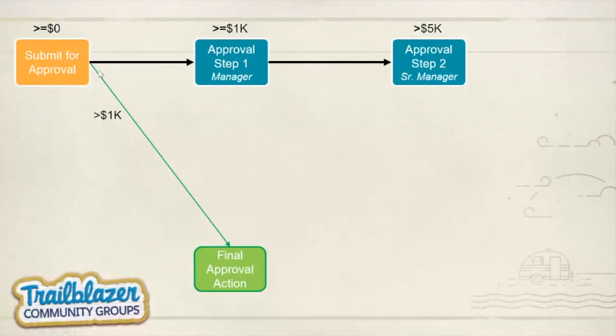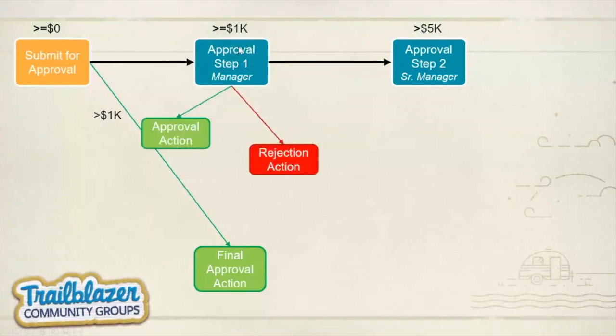So you have set your business rule that less than 1000 is okay, auto approved. You just submit for approval and it gets approved immediately, and the final approval actions run, like setting the status to approved. So up to this point, if it is less than 1000, it would approve automatically. Now, if it is greater than 1,000, it would go into approval step number one.